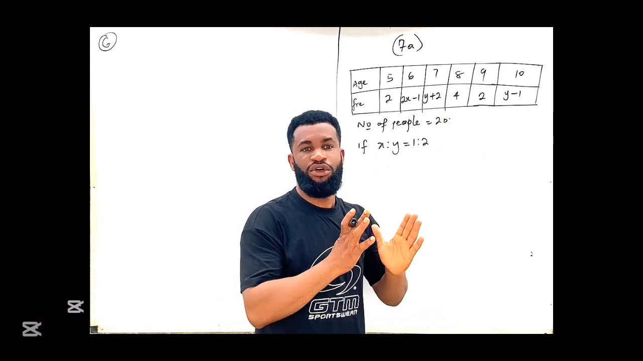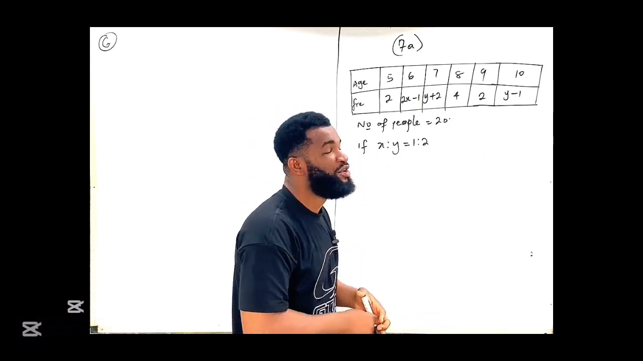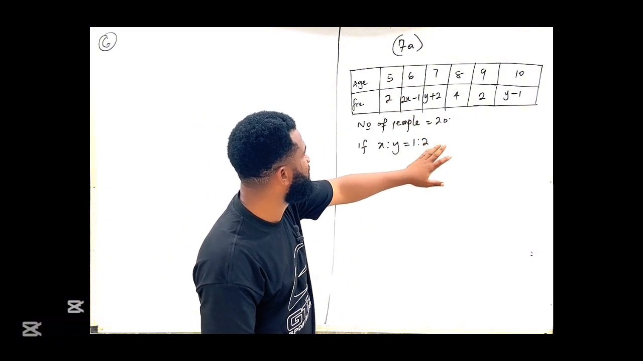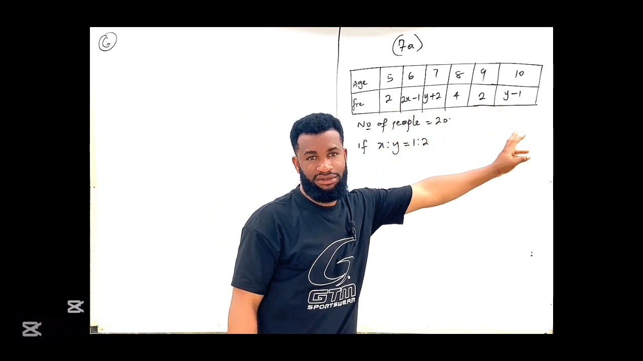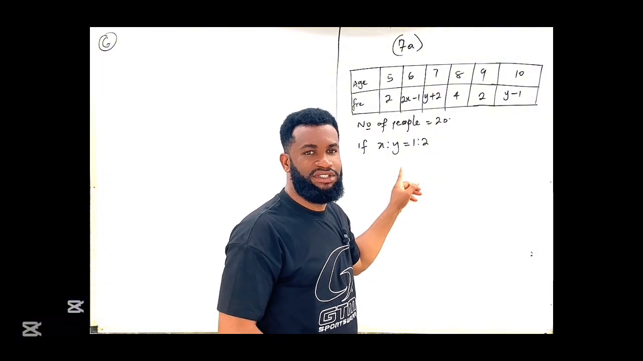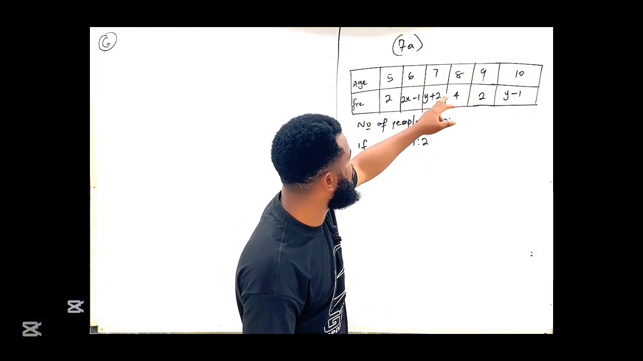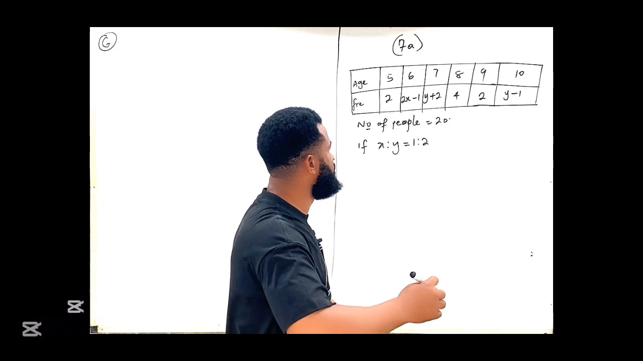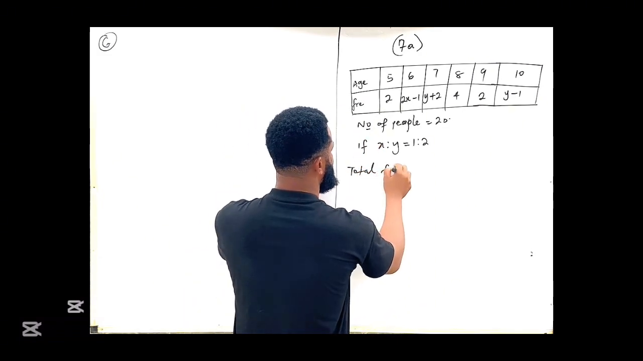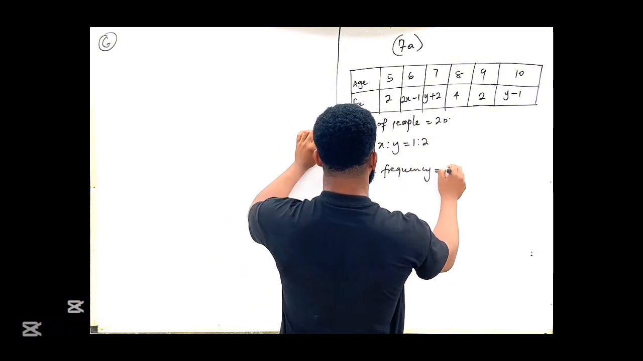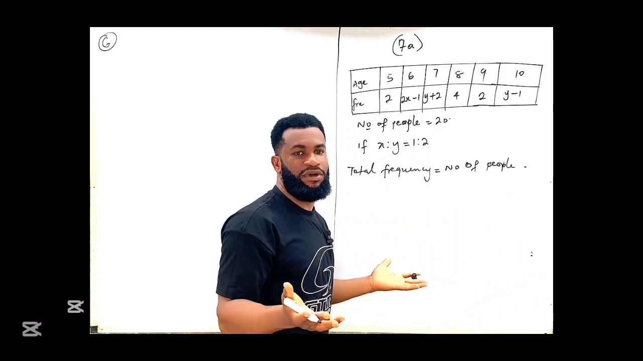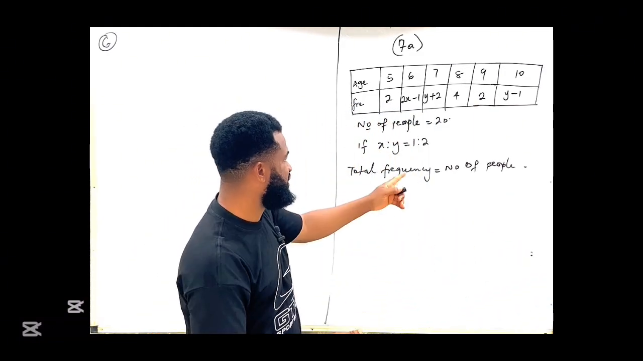So from this table, this is under statistics. What we are going to do is, first of all, find the total frequency. We are going to use the total frequency to be able to find the value of x and y. Then when we finish that, we substitute x and y into these values, then find the mean. So what I'm going to do is to say that total frequency is equal to number of people. Okay, that is the equation. If I can do this equation, I can find x and y with this help.